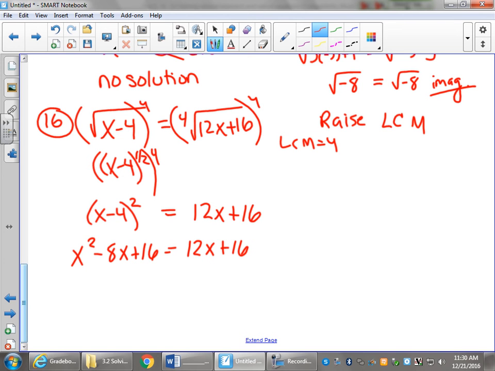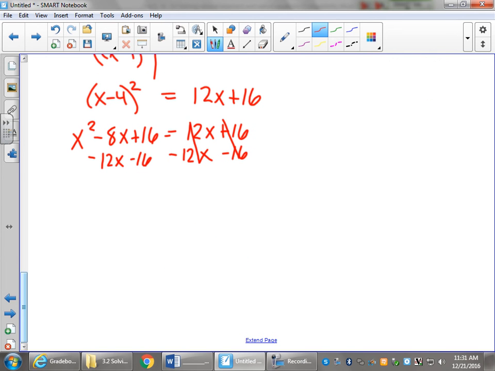Now what? You could move things to the right, but when you have an x squared, you want to move everything to the side that the x squared is on. So let's move the 12x and the 16 to the left-hand side. We're going to subtract the b term, subtract the c term, and set the quadratic equal to what? 0. Because there is a b term, we can't solve by square roots here. That's going to give us x squared minus 20x equals 0, because the c terms cancel out.